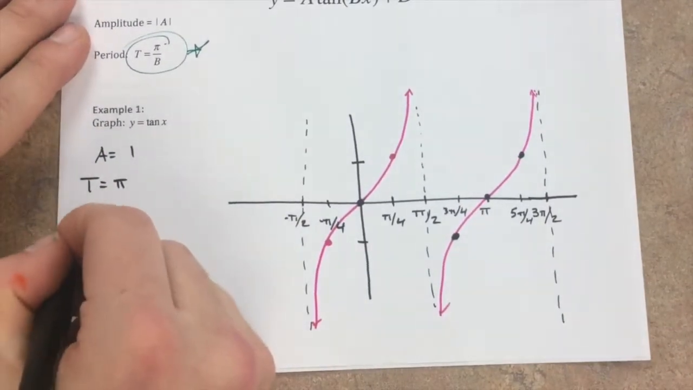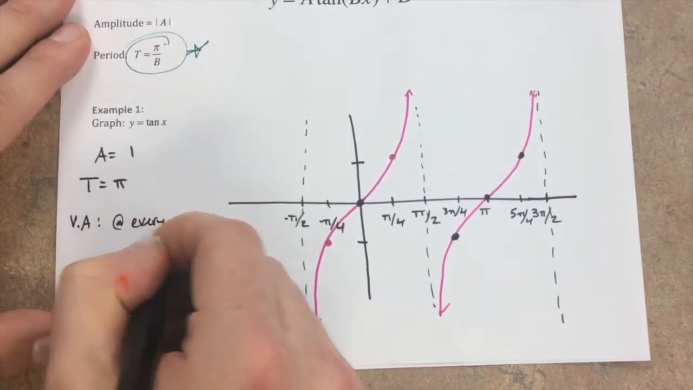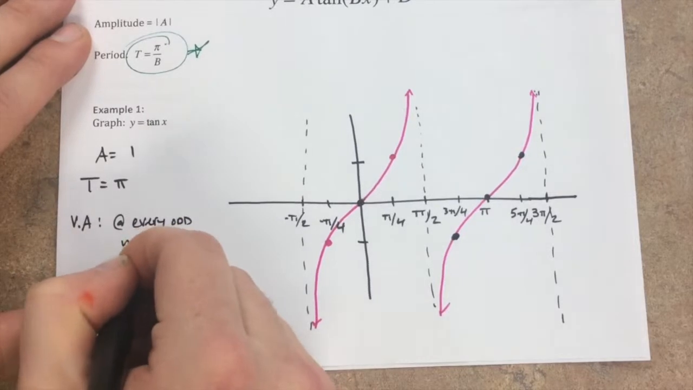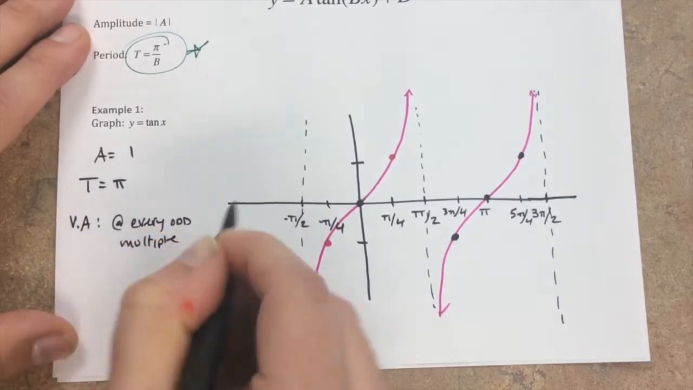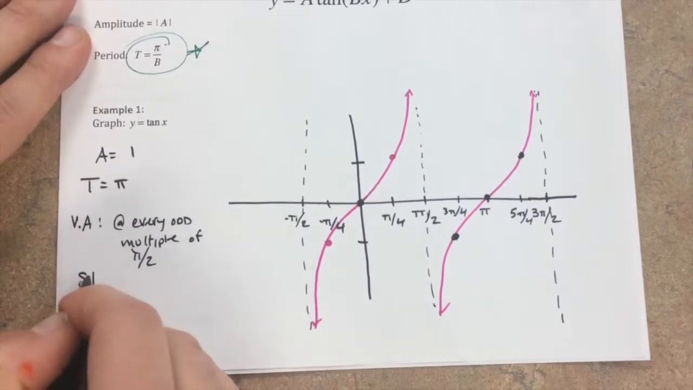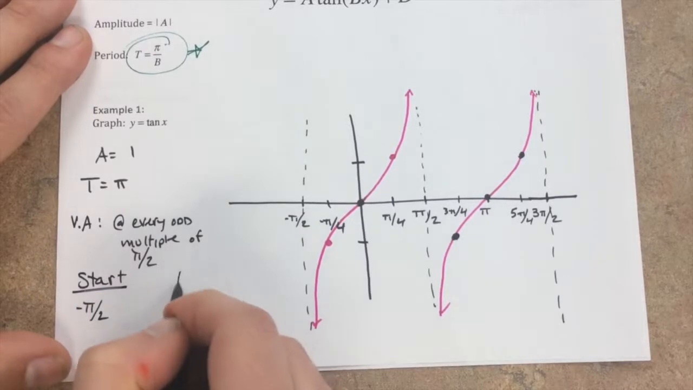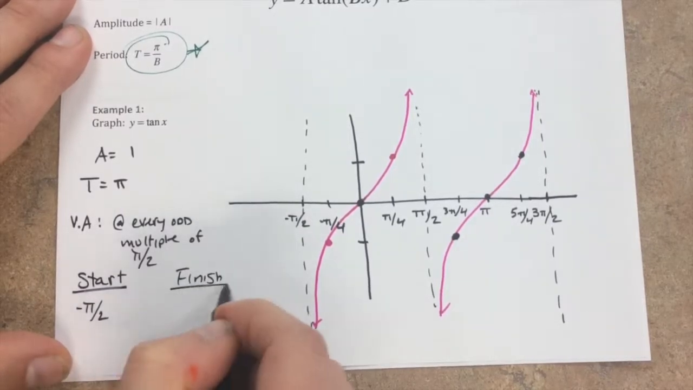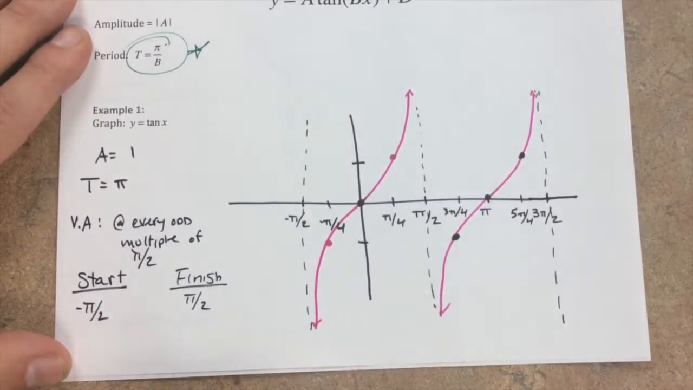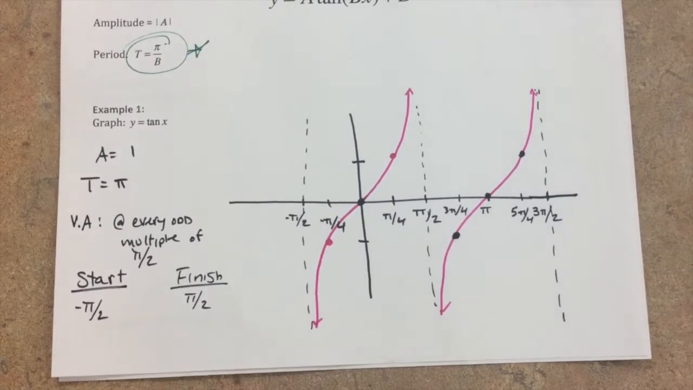So if we have our vertical asymptotes at every odd multiple of pi over 2, then we're going to start, and I like to just start negative pi over 2 and finish at pi over 2. And the distance from here to here gives us our period. Okay, this is why we save tangent for the end. Let's flip it over and try a couple more.